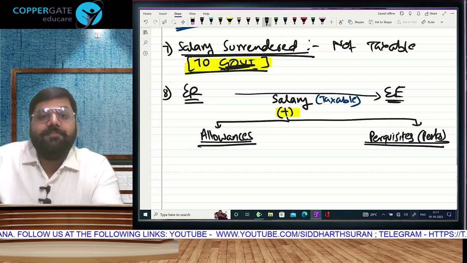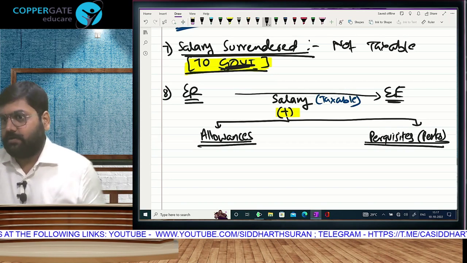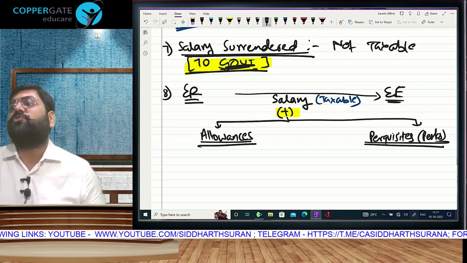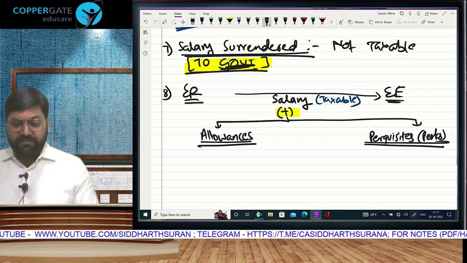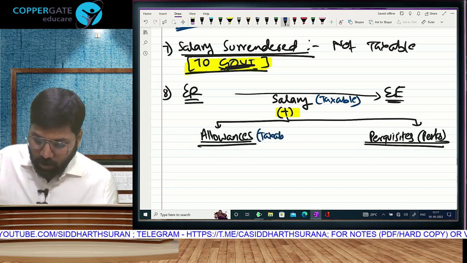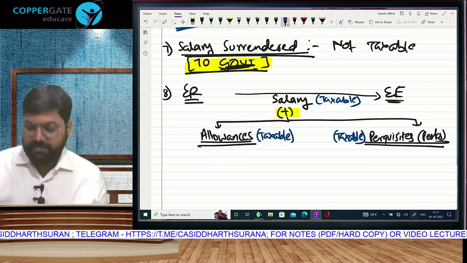What is one thing common between allowance and perquisite? Here itself it is visible that they are over and above salary. So if you are getting fixed monthly, whether 50,000, 1 lakh, whatever, this is extra, over and above. Clear? One more thing which is common: whether your boss is giving you allowance or perquisite, both of them are taxable.